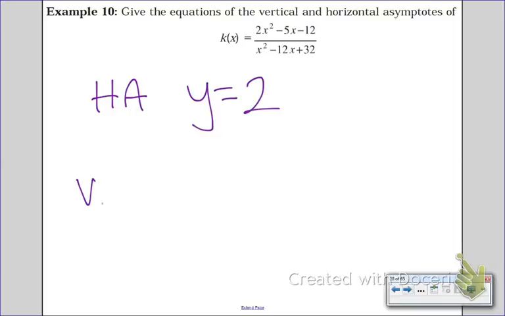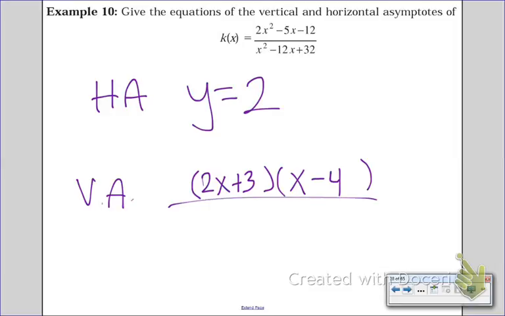All right, for vertical asymptotes, you have to factor the top and bottom. So what is the top factored? 2x plus 3 and what? X minus 4. And then what is the bottom factored? Okay, good. So what's the vertical asymptote?